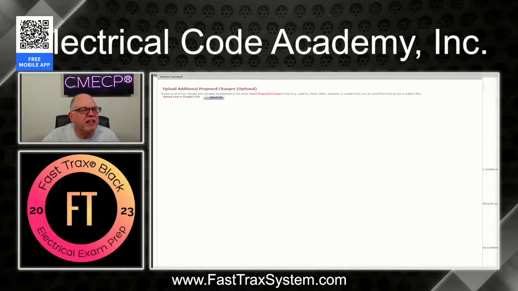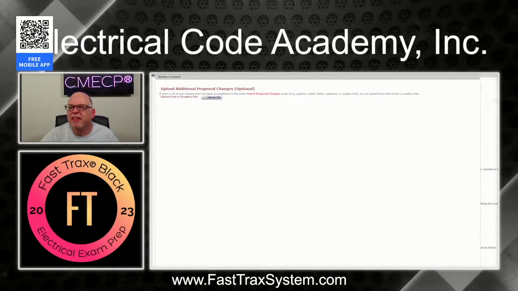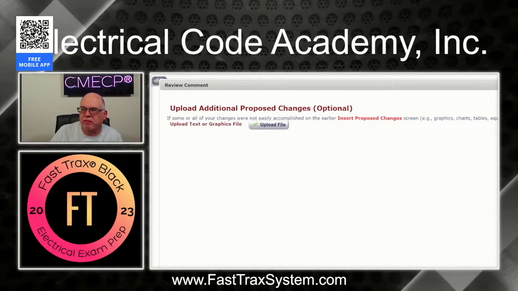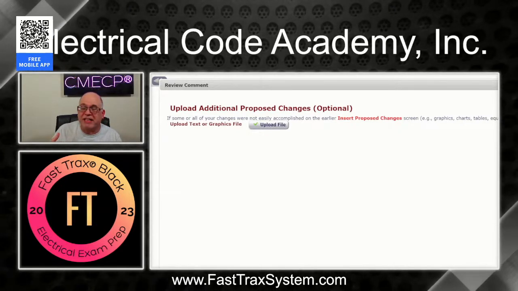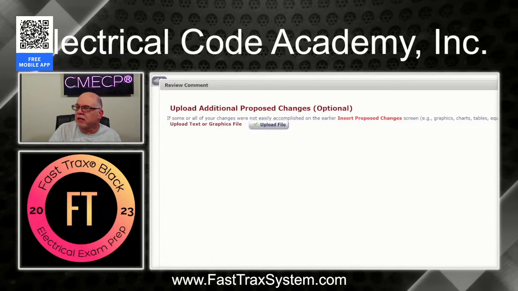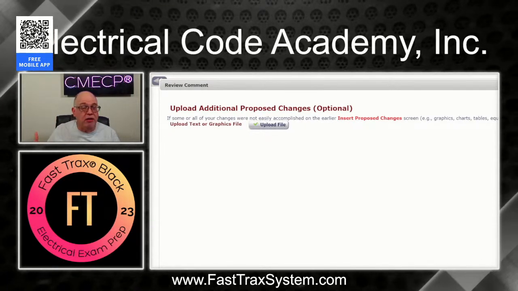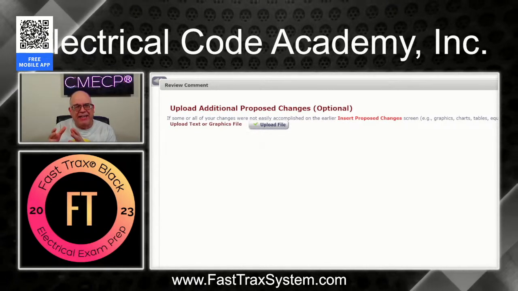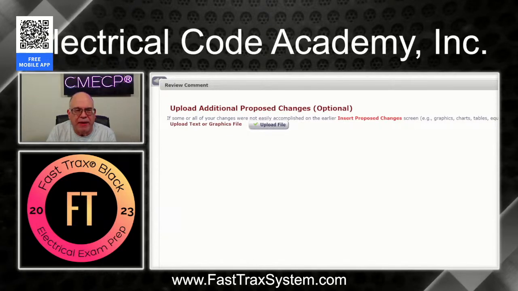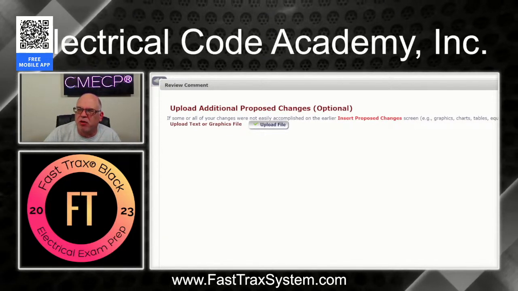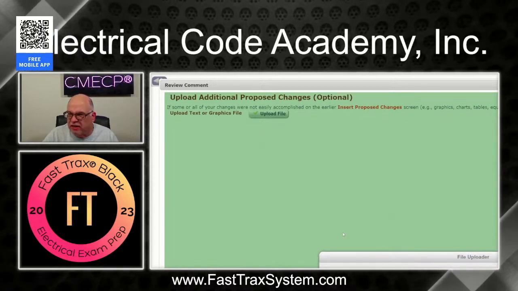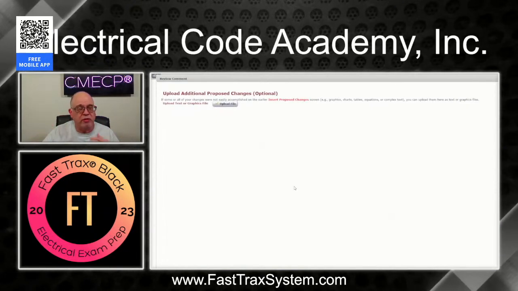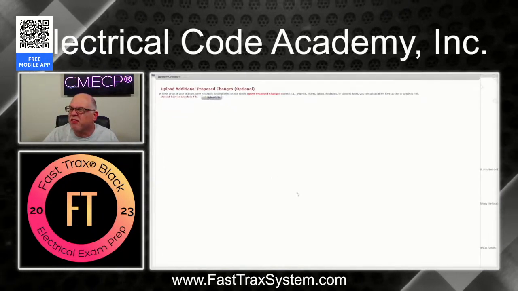Now, what's next is it'll take you to this here. And this is where you can upload additional proposed changes, right? So if you have any graphics or maybe a document to support your information, any charts or tables or whatnot, then it'll allow you to add that to the file, right? Because it creates a packet that's going to go to the code making panel, right? So it's simple. You click upload file, you click on it, and it'll drop down here and it allows you to choose a file and upload whatever you want to support your change, right? All right. See how simple this is so far.